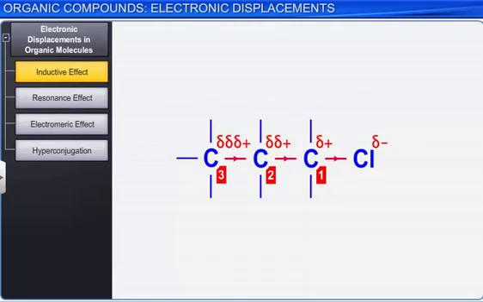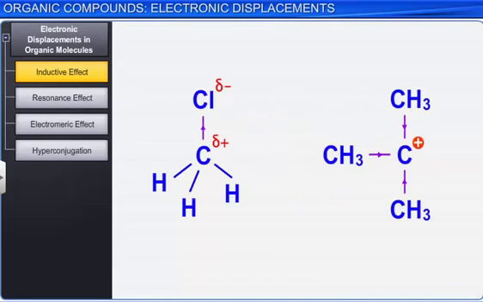The inductive effect is related to the ability of a group to either withdraw or donate electron density to the attached carbon atom of the alkyl group. If any atom or group attracts electrons more strongly than hydrogen, it is classified as electron withdrawing group and is said to have a minus inductive effect.